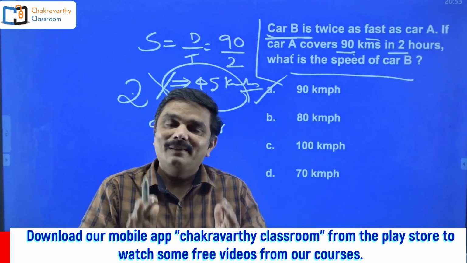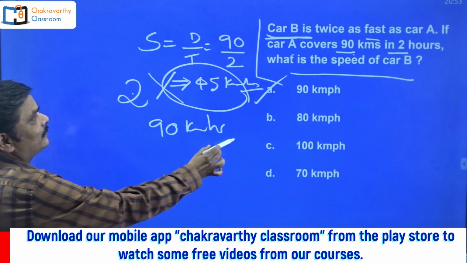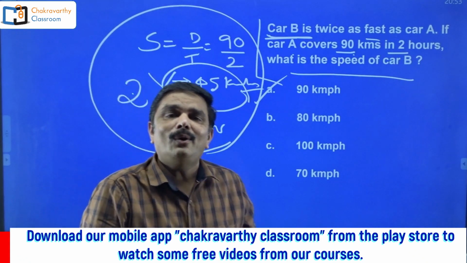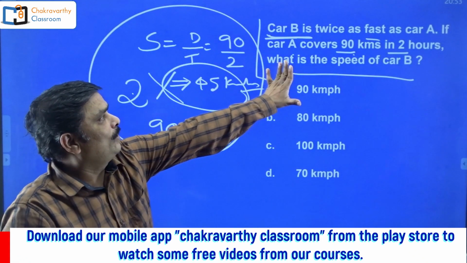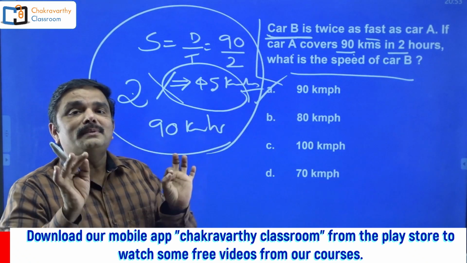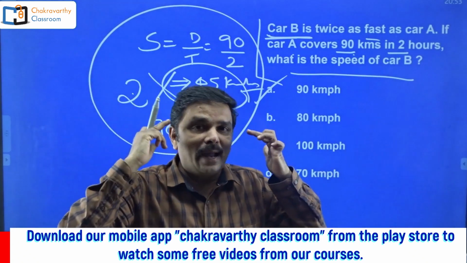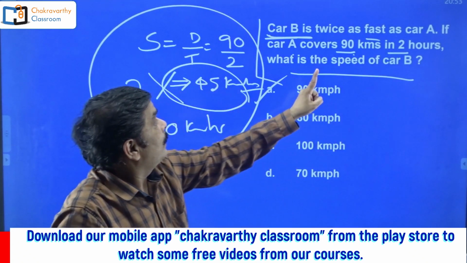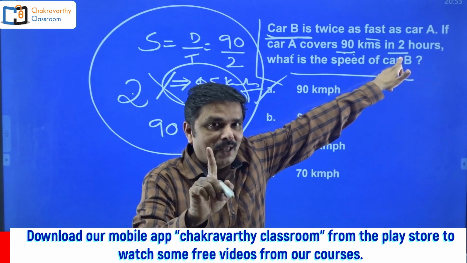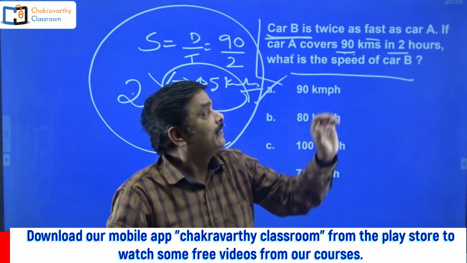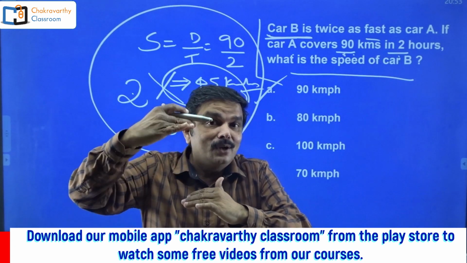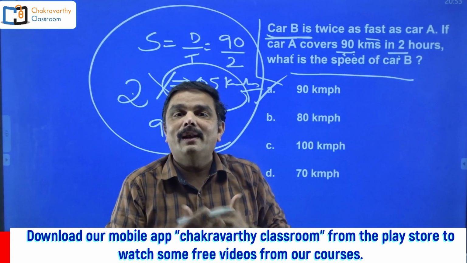But students, think it over. Is it necessary to write even this much on the paper? No, not required. While reading the question only, you can answer it. Clearly, they have given car B is 2 times as fast as car A. I kept it in my mind. Then, car A covers 90 kilometers in 2 hours. Listen carefully. Car A covers 90 kilometers in 2 hours. Car B is twice as fast as car A.